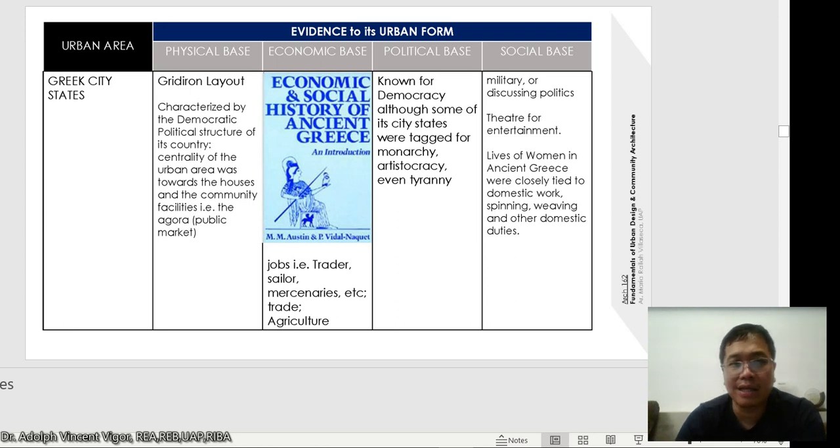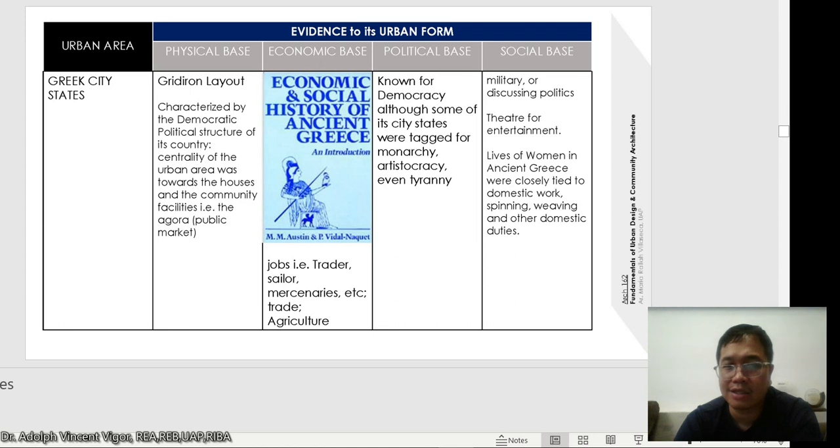So let's look at the physical base of the Greek city-state. For the physical base, you could see that it has a gridiron layout. It's characterized by the democratic political structure of its country. Centrality of the urban area was towards the houses and the community facilities, for example, the agora or public market. Then the economic base. So the jobs were traders, sailors, mercenaries, trades, and agriculture.